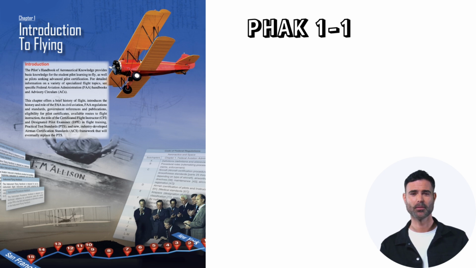(ACs). This chapter offers a brief history of flight, introduces the history and role of the FAA in civil aviation, FAA regulations and standards, government references and publications, eligibility for pilot certificates, available routes to flight instruction, the role of the Certificated Flight Instructor, CFI, and Designated Pilot Examiner, DPE, in flight training, practical test standards, PTS, and new industry-developed Airman Certification Standards, ACS framework that will eventually replace the PTS.